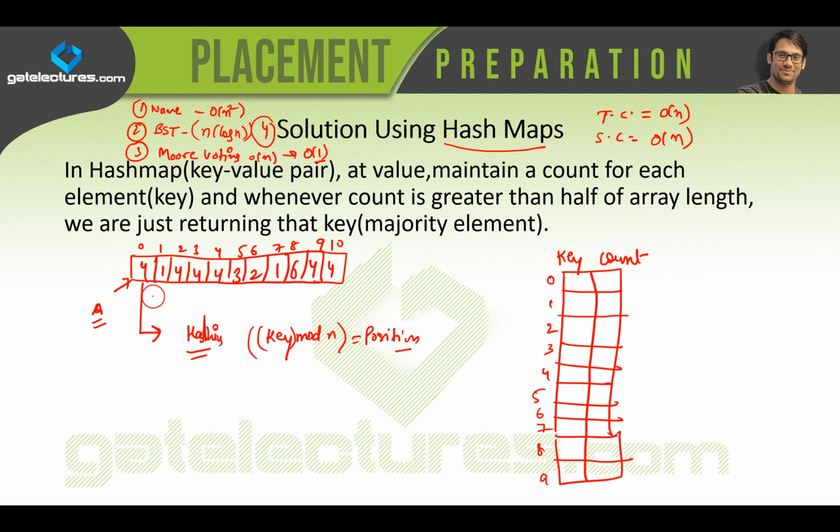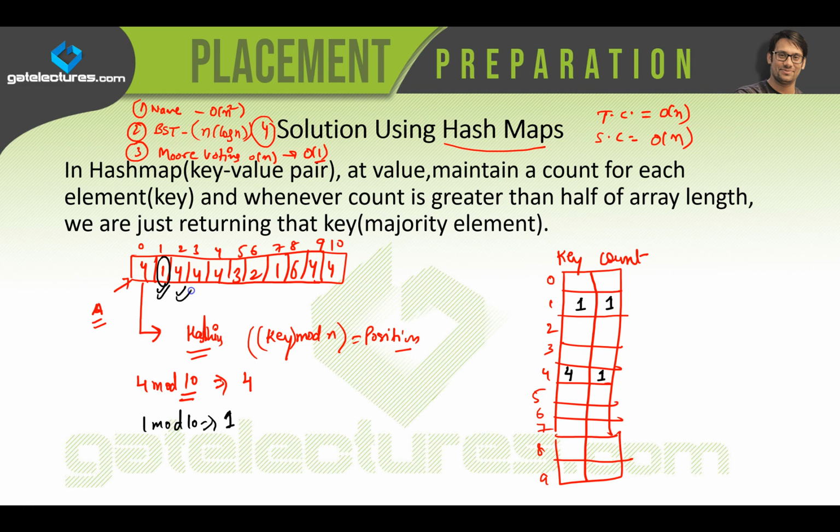How are we going to do it? Let us see. The first number is 4, so we are going to do 4 mod 10, because 10 is the size of the hash table, which gives us the position 4. So I'm going to go to location 4, and at this particular location I'm going to store the number 4, and now the count is 1. Next time when 4 appears, we are going to increment the count to 2. Now next, check this element, which is 1. So I'm going to do 1 mod 10, which gives us the position 1. Hence I'm going to store 1 here, and now the count is also 1.